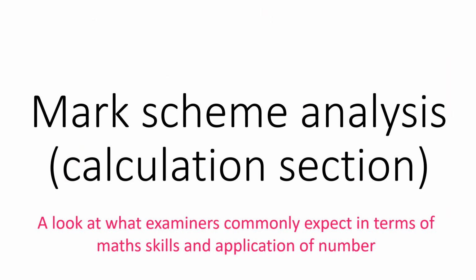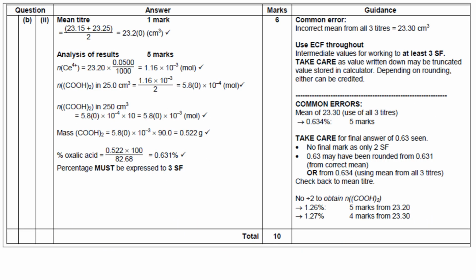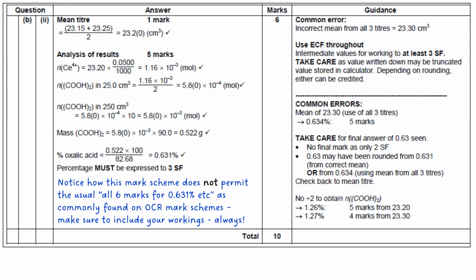Now we'll have a look at the mark scheme for the calculation section. You'll notice that this mark scheme doesn't permit the usual all 6 marks for 0.631% that you might normally see in quite a few multi-step calculation mark schemes. That's because they want to see your working. Now it's impossible to predict when or where they might do that, so make sure you always include your workings when you have a multi-step calculation like this.